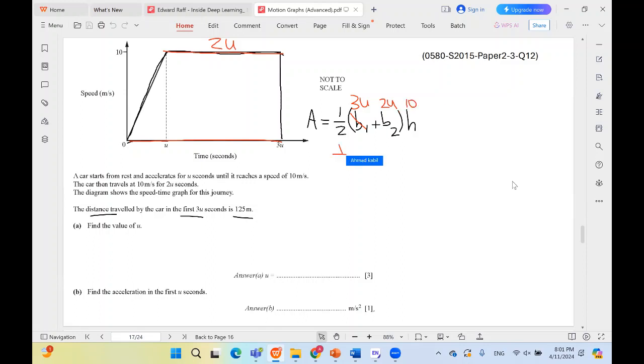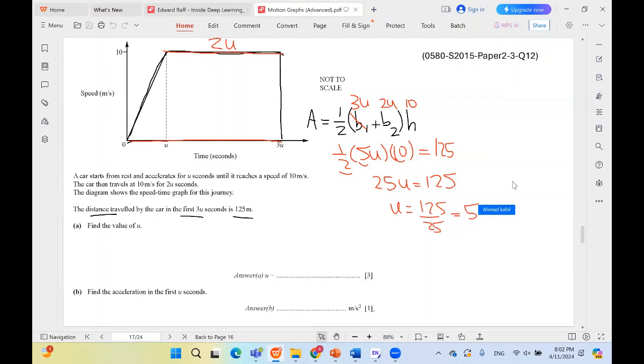So half times 5u times 10. And this is equal to 125. Of course, we can multiply half by 5 by 10, and this gives us 25. So 25u equals 125. And then u becomes 125 over 25, which is equal to 5. So u equals 5.